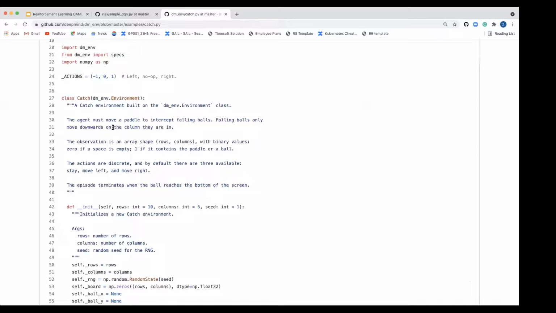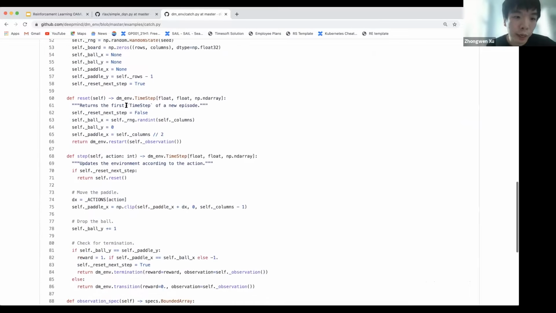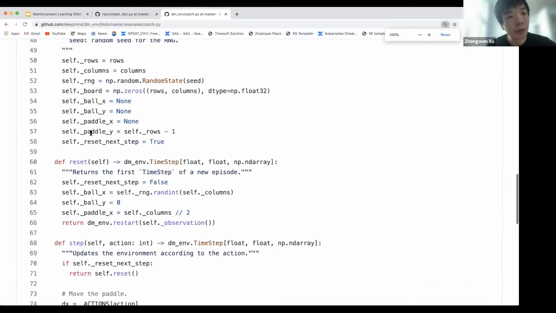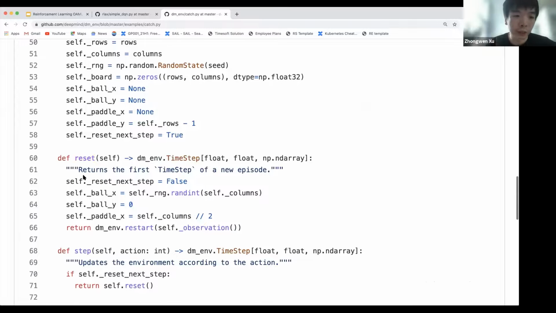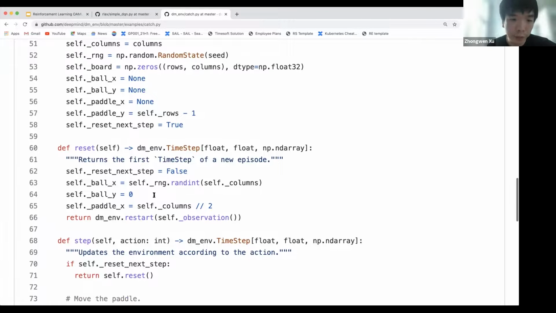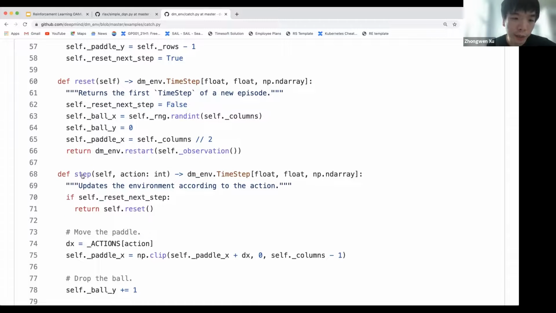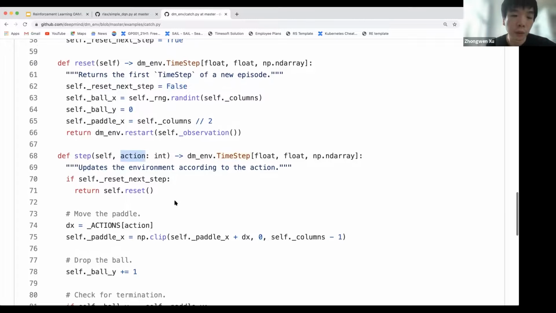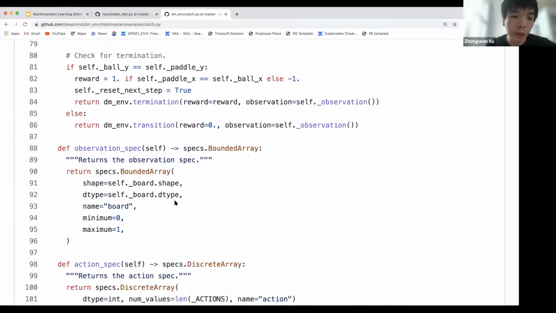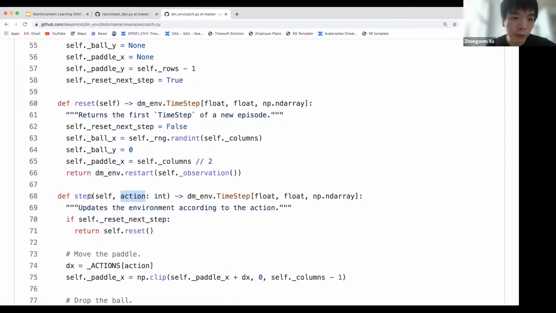Oh, I see, I see. So what it really does is that it provides two essential APIs. First one is reset. We briefly mentioned that. The reset just restarts the game. For example, here, it can restart the y-axis to 0 and then randomly sample an x from the columns. And then you output a timestep. The second very important API is the step function. It takes the action and outputs the timestep. So what you really need to implement an environment are these two essential functions.